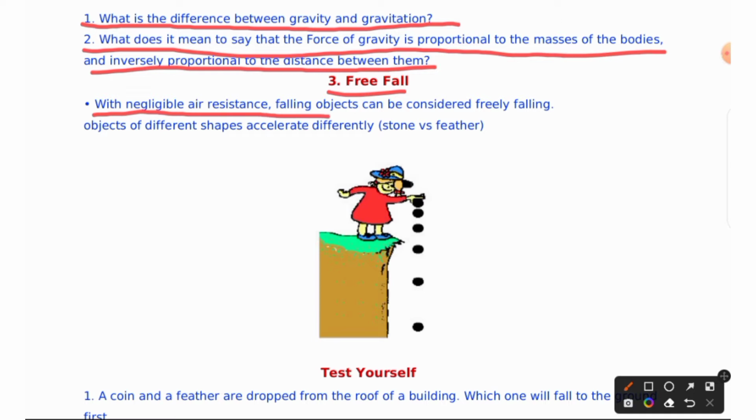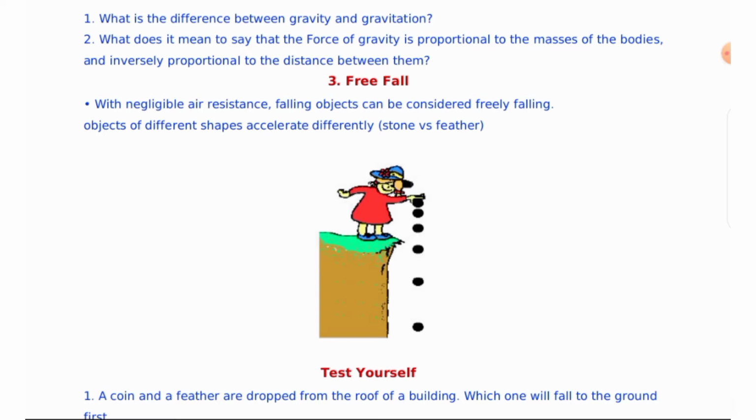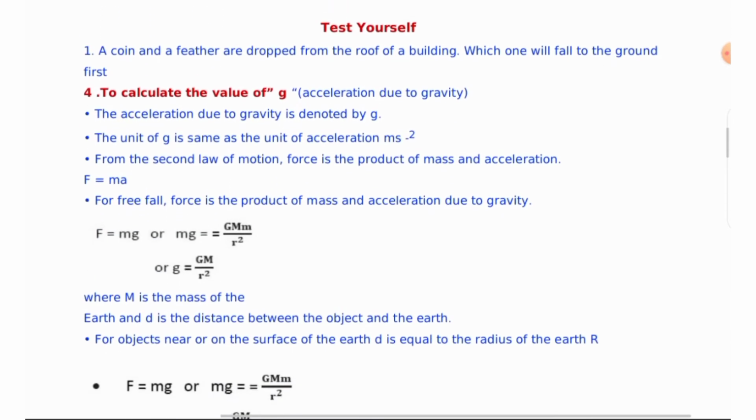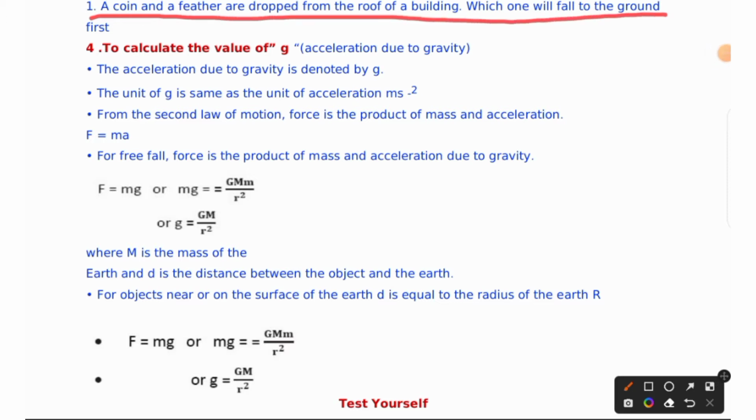3. Free fall. With negligible air resistance, falling objects can be considered freely falling. Objects of different shapes accelerate differently. Stone versus feather. Test yourself. 1. A coin and a feather are dropped from the roof of a building. Which one will fall to the ground first?